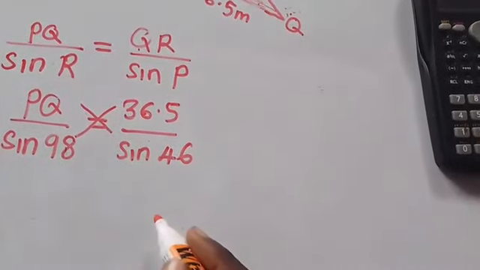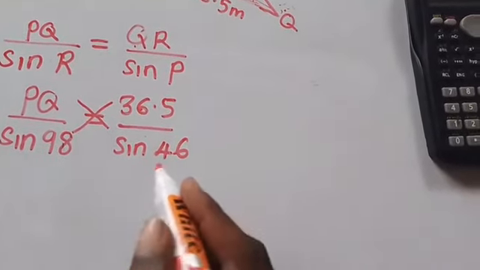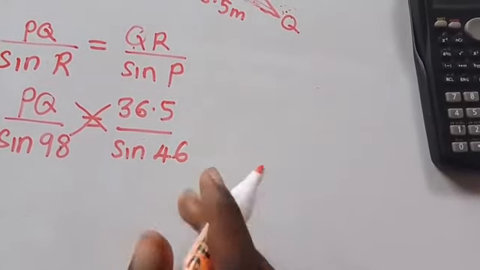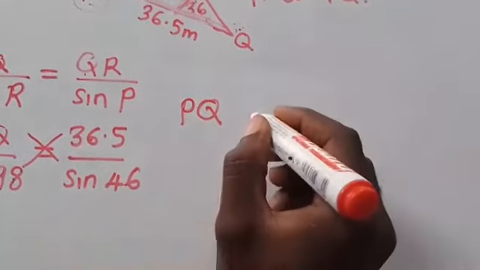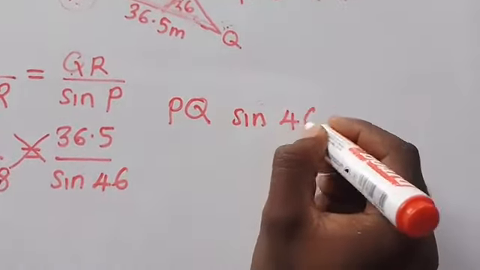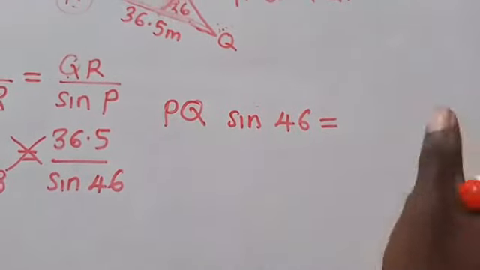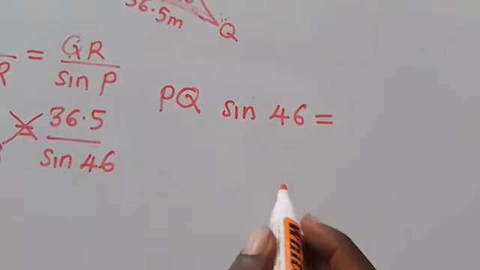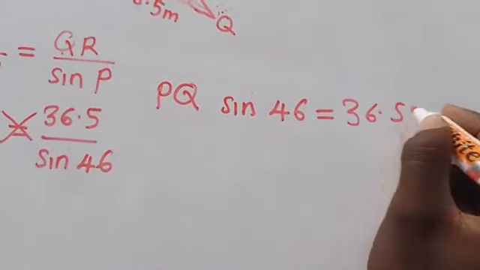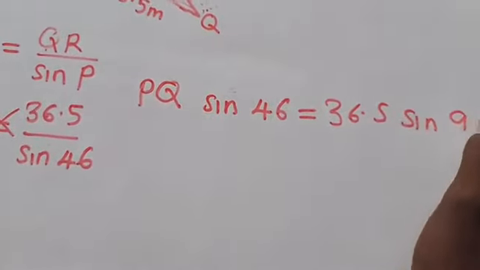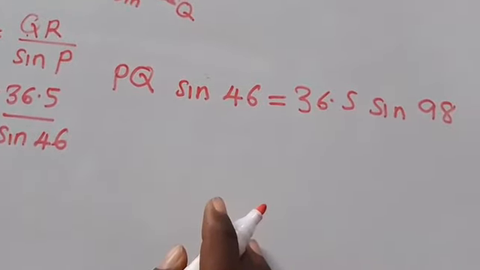After I do this, I cross multiply. If I cross multiply, PQ goes with this one. PQ sine 46 is equal to 36.5 sine 98. This is what I'm going to remain with.